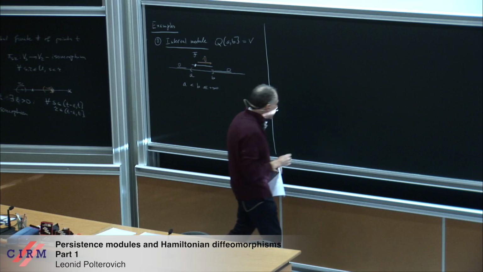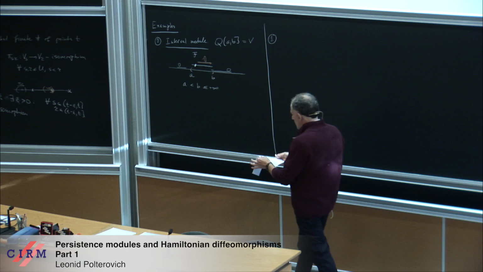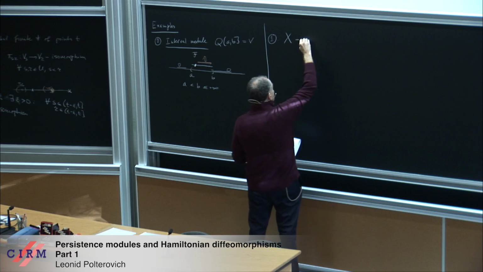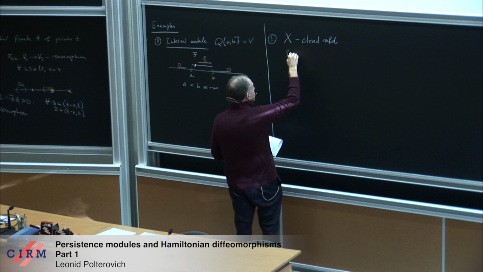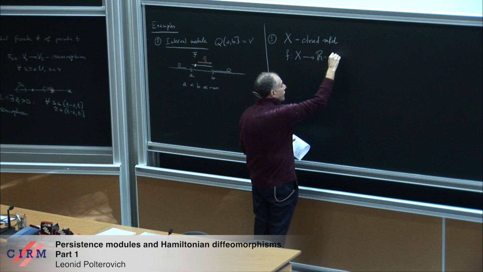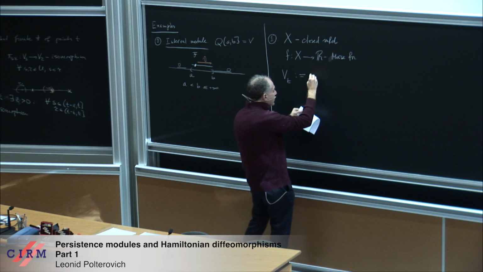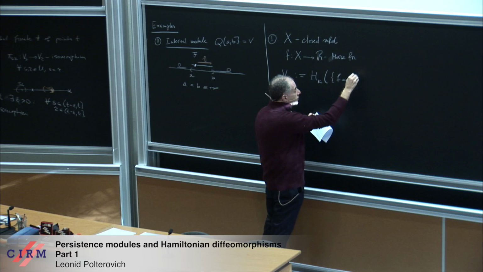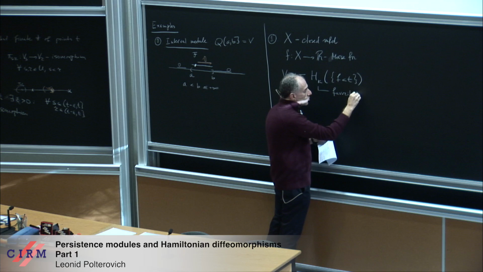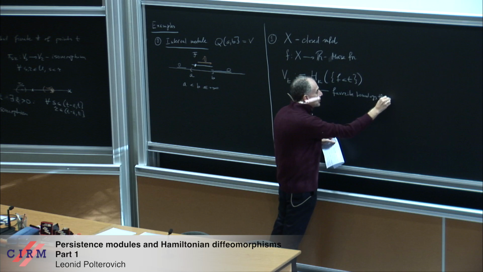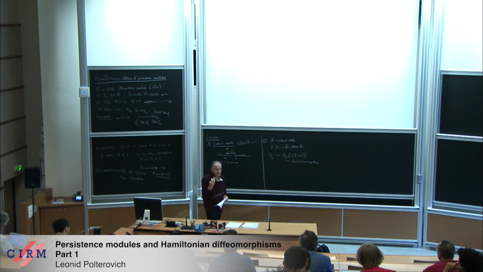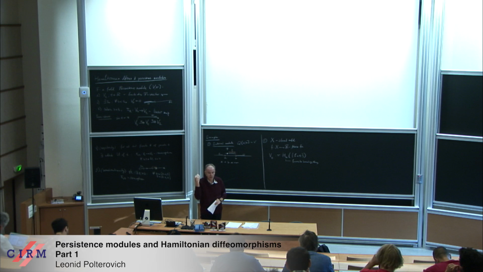So now come some meaningful example. So X is a closed manifold. And f from X to R is a Morse function. So in this situation, you can do the following thing. So you define V_t to be H_k of {f less than t}. So this is your favorite homology theory. Okay, and since I wish to stick to vector spaces over F, coefficients are with F, with this original field.